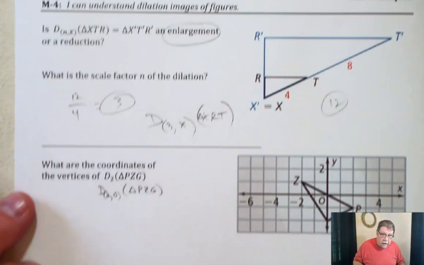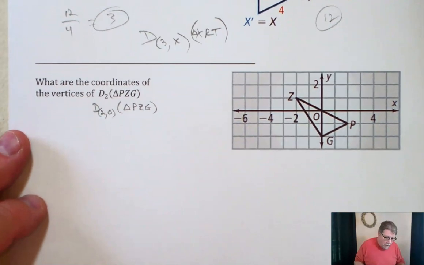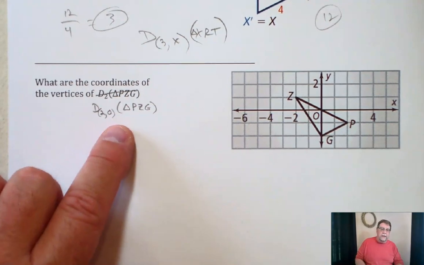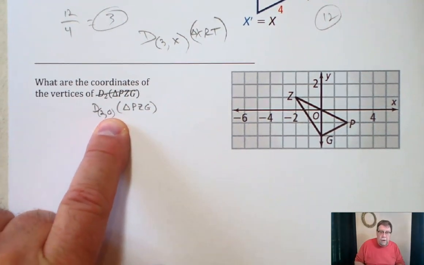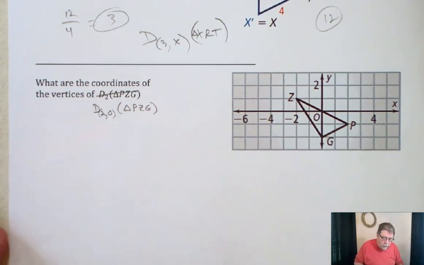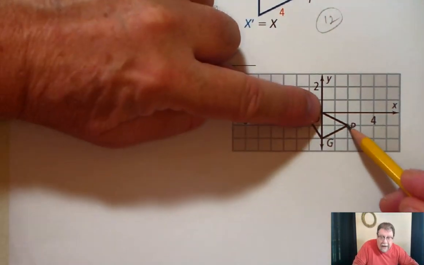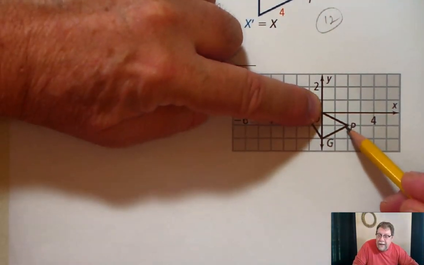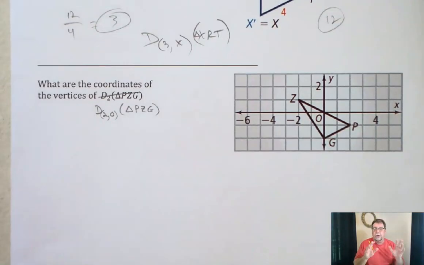Okay, so let's take a look at another example. Let's actually do a dilation here. I had to rewrite this as I wrote it wrong originally. So what are the coordinates of the vertices after a dilation of 2 about O of triangle PZG? So we're going to take P, and we're going to basically make this length twice as long. It's pretty easy to do. We don't need a compass. All we need to do is think of the slope concept.